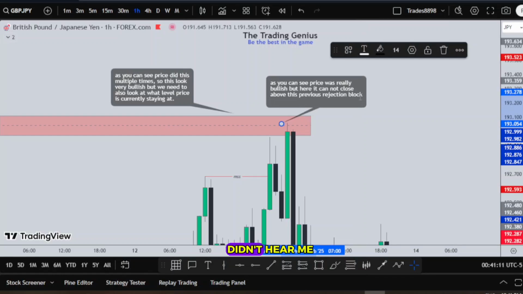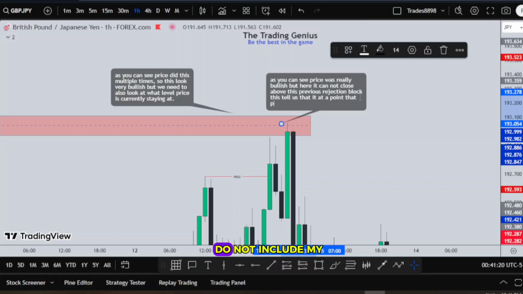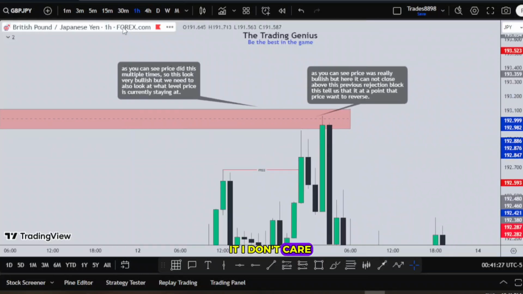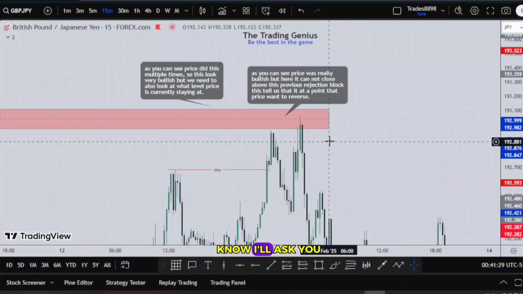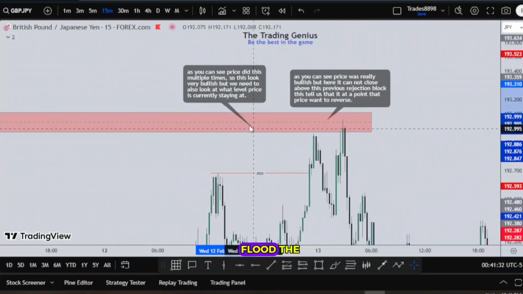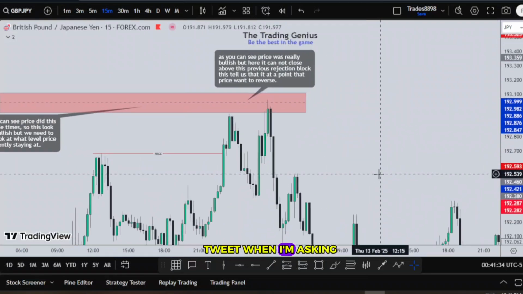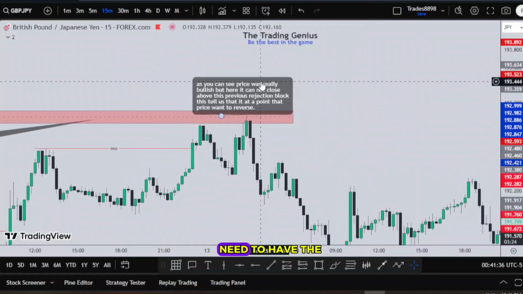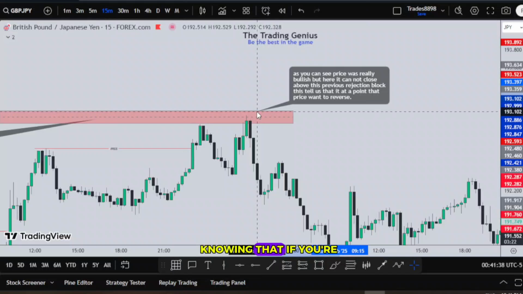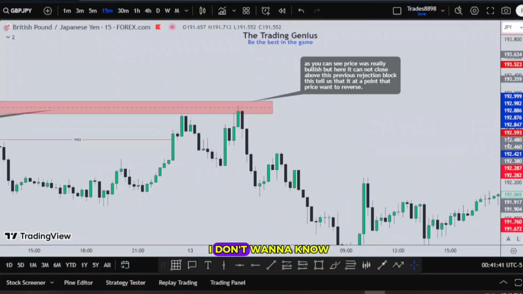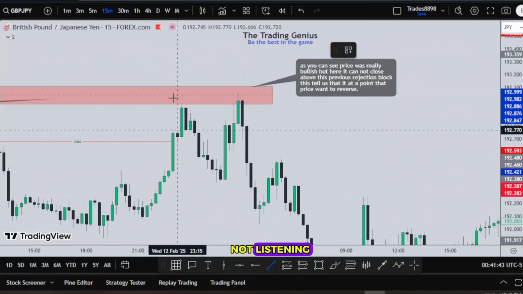I'm going to say it for the folks that didn't hear me in the first couple of minutes of this session. If you share that you have taken a trade, whether it's profitable or losing, do not include my handle in that tweet, because I will block you. I don't want to see it. I don't care to know. When I want to know, I'll ask you. Then you can all flood the responses to that tweet. But right now, I need to have the peace of mind knowing that if you're hurting yourself, I don't want to know about it, because you're not listening.